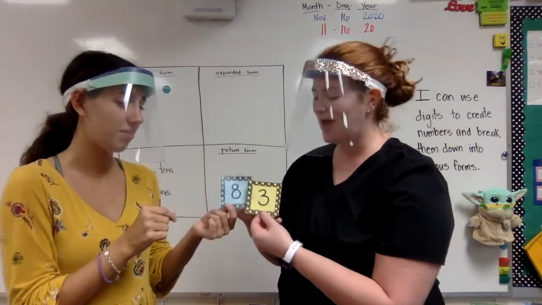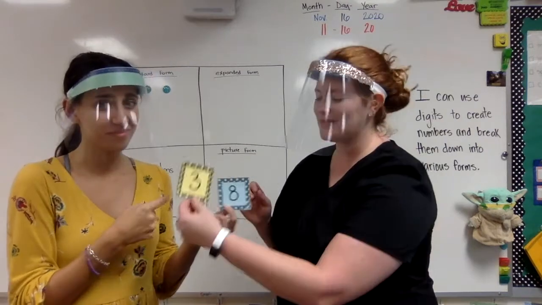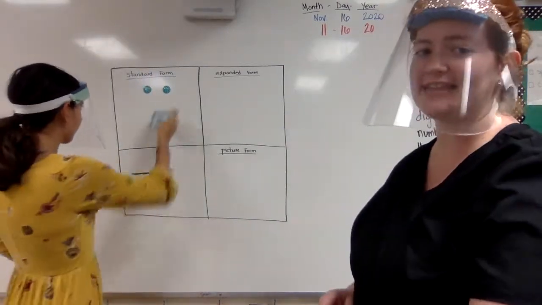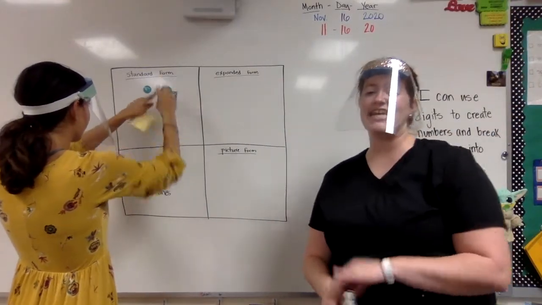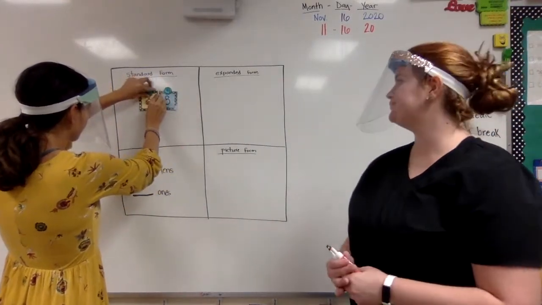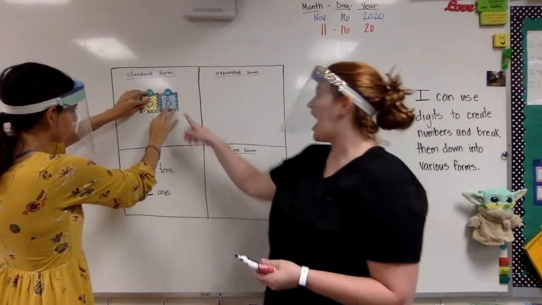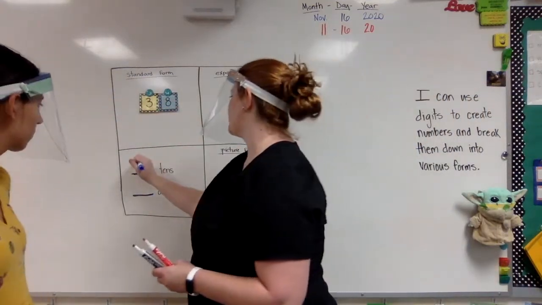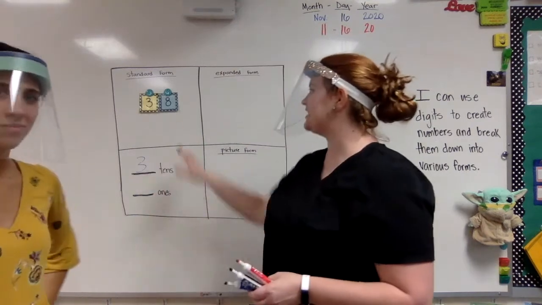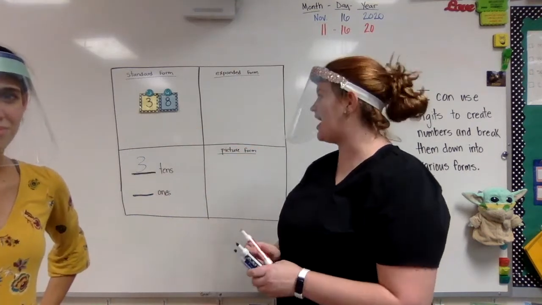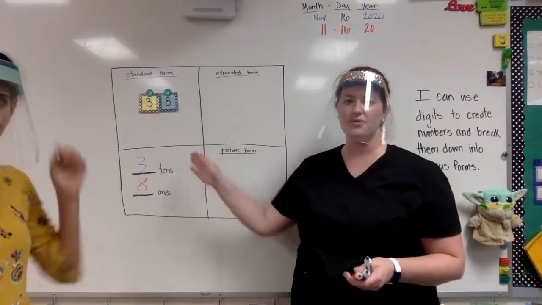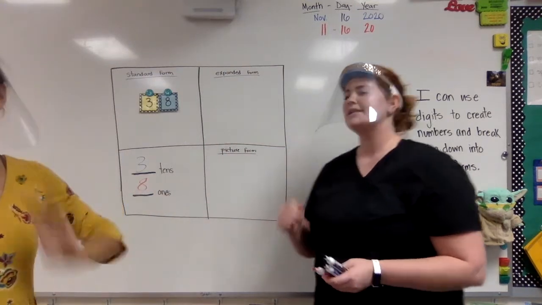That's so true, I'm not going to make 83. I'm going to make 38. So 38, that's going to be my standard form. Well, I can see I have a 3 in the tens. So I'm going to put 3 tens. And I have 8 in the ones. So I'm going to put 8 ones. Right there. So I have 3 tens and 8 ones.